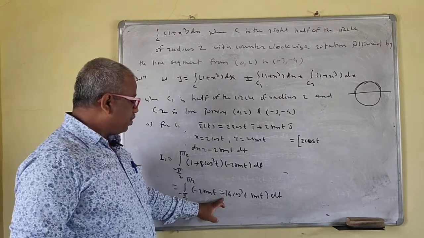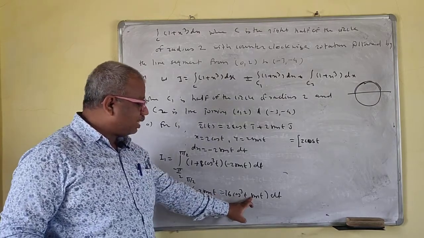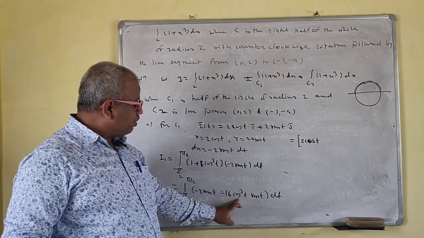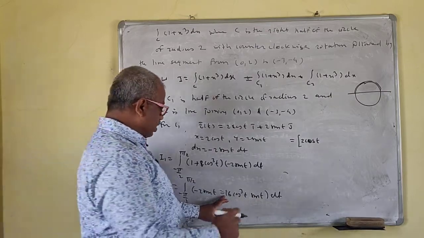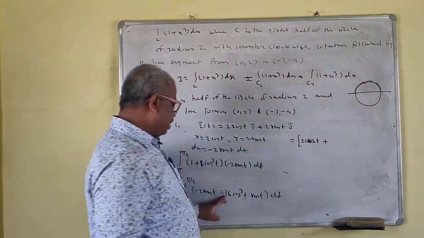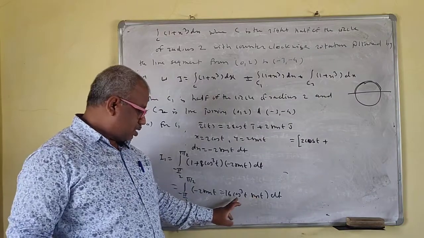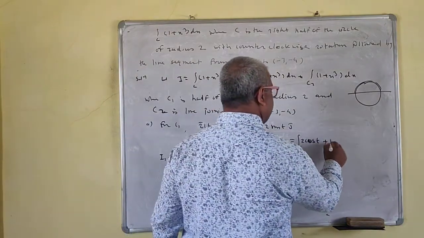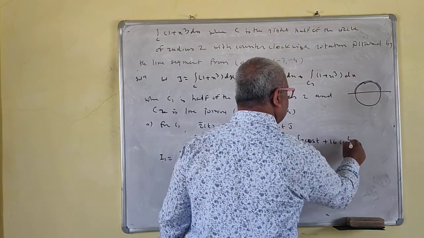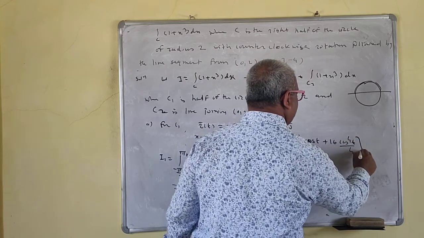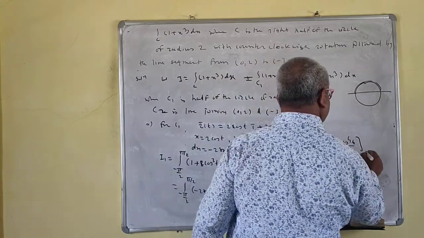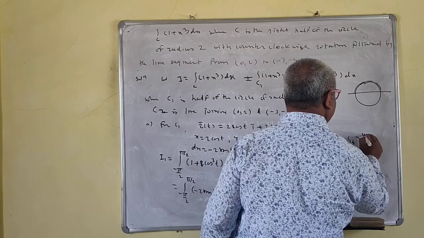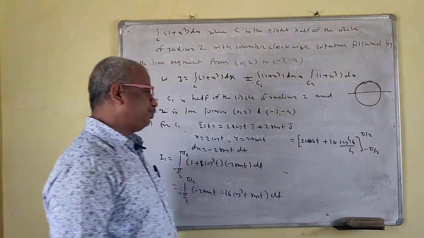So now here you write plus, and minus sin t here. The derivative of cos is minus sin t, so we write plus here. Then 16 also we can write as cos to the power 4 t upon 4, from minus pi by 2 to pi by 2.